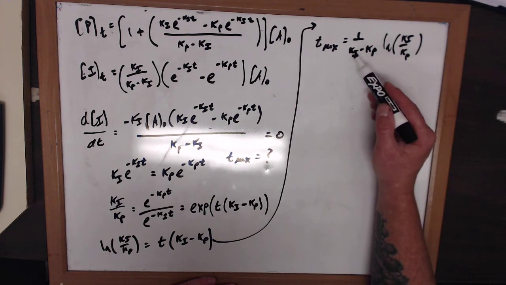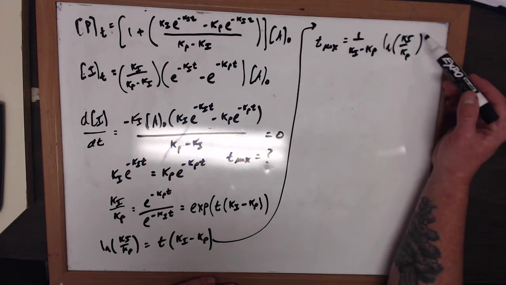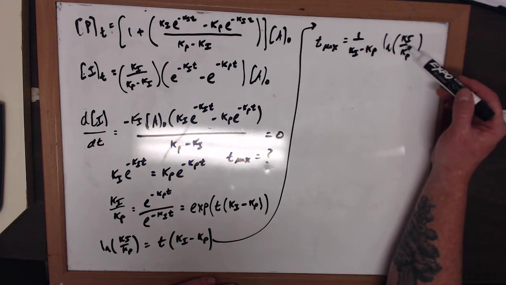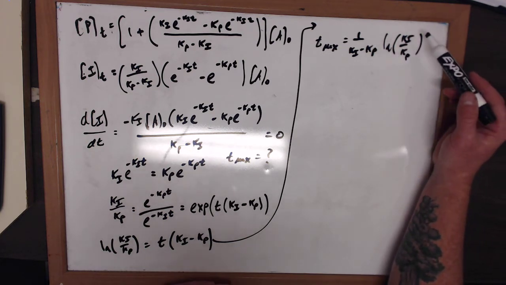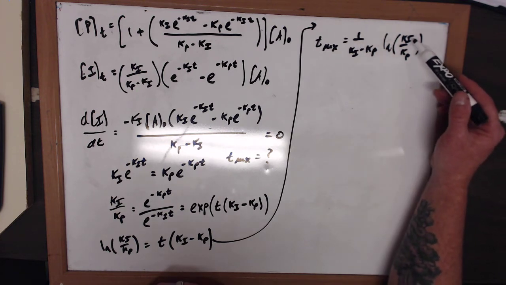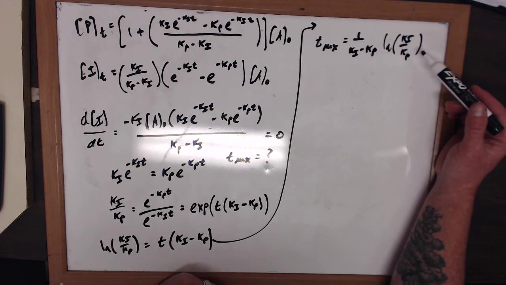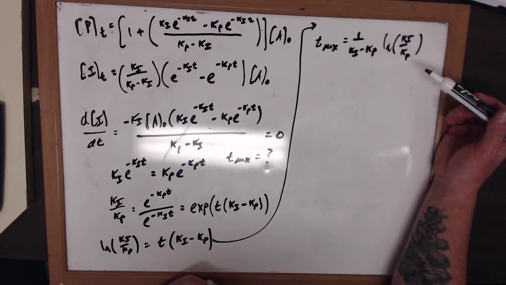For example, if ki is less than kp, this expression is negative. But if ki is less than kp over here, the natural log of a number less than 1 is also negative, so negative negative gives you a positive. And then, of course, if ki is greater than kp, this is positive, and then this will be positive. So just a reality check that we did the correct algebra. Our time should be a positive quantity.